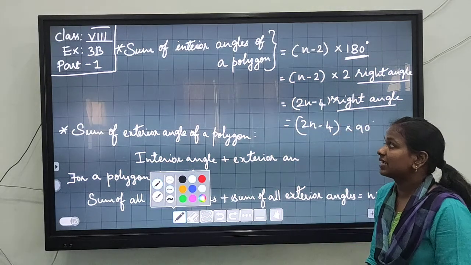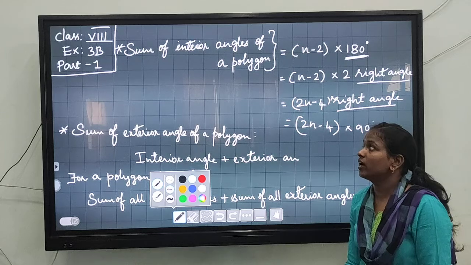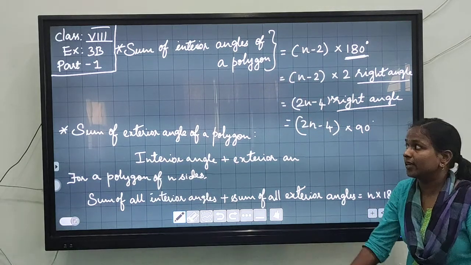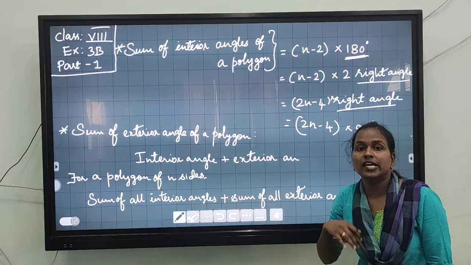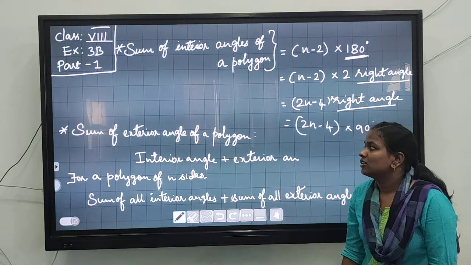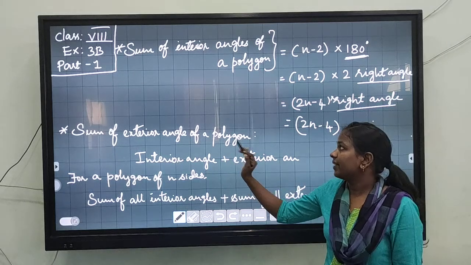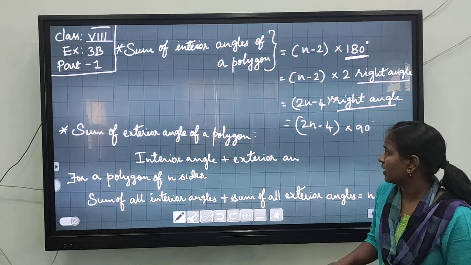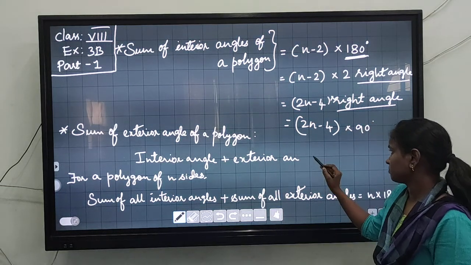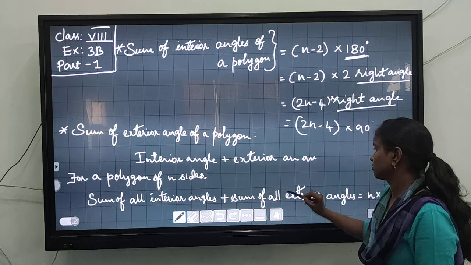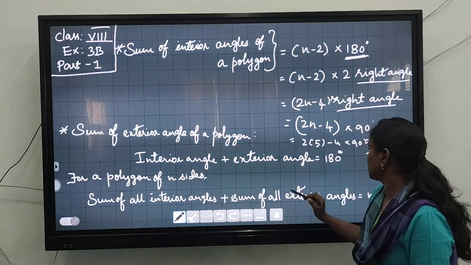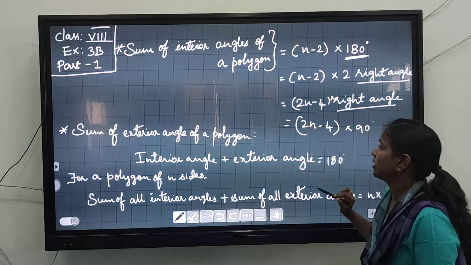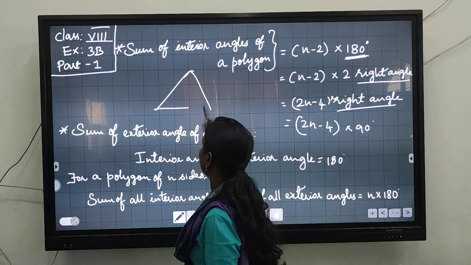Next one, sum of exterior angles of a polygon. I told you, interior angle means the angle which is inside the polygon. Exterior angle means the angle which is outside the polygon. So we can write: interior angle plus exterior angle is equal to 180 degrees. Listen, I will draw one triangle here.